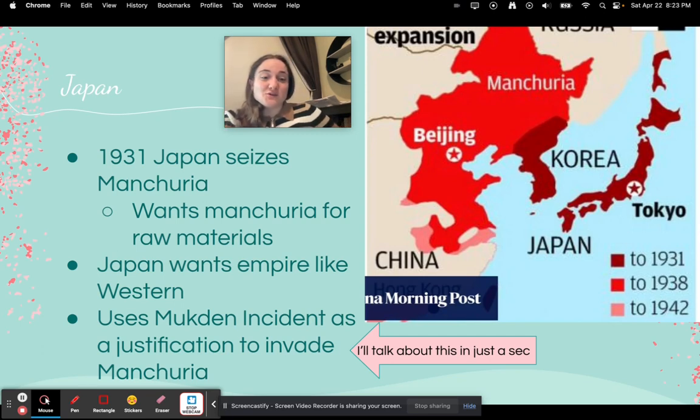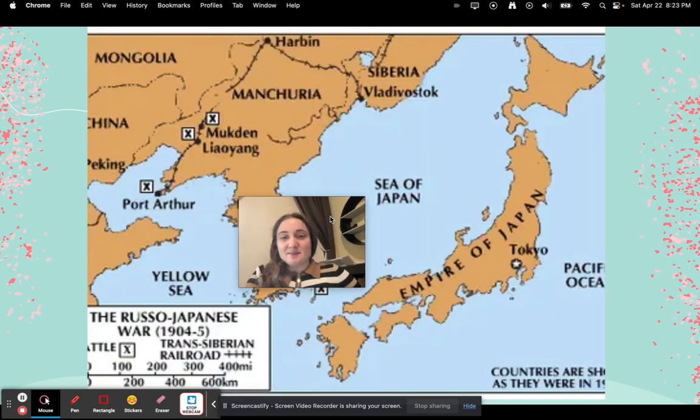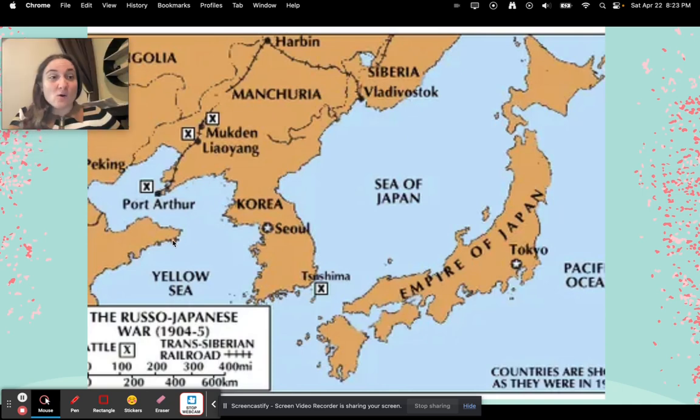So they used something called the Mukden incident as a justification to invade Manchuria. And I'm going to talk about what the Mukden incident is in just a second. But again, here's a map of Japan. Here's China. What you need to focus on right here is these two lines. Do you see these weird looking lines? Those are railroad tracks that are central to trade in China. So right here and right here, and you can see the city of Mukden right here.